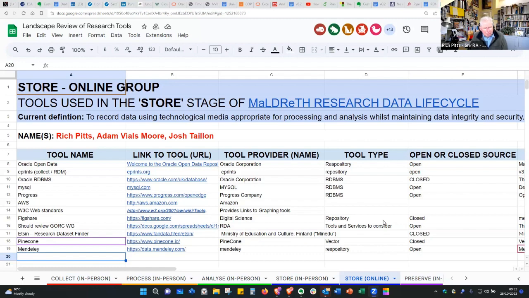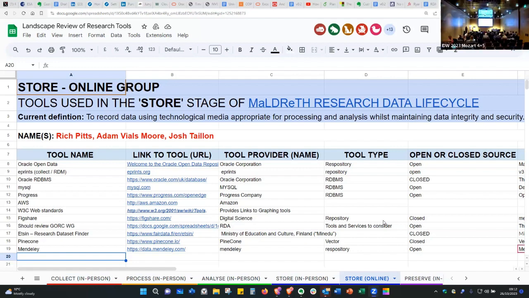And also not just considering databases and data management tools in that sense, but graph tools. So I put in the W3C web standards RDF graphing tools as an area, for example. But there's a lot to consider, and Adam and I just put together some real basic examples, but we can build on this. Thank you so much, Rich. Does anybody in the room have any questions for the online group?